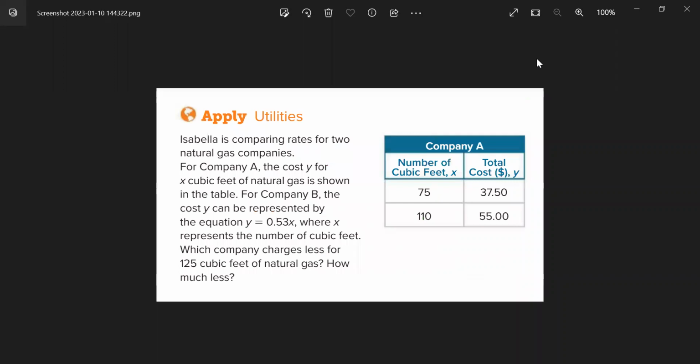All right. Now, just to finish this lesson, we're going to finish with an application right here. Isabella is comparing rates for 2 natural gas companies. For company A, the cost y for x cubic feet of natural gas is shown in the table. For company B, we don't have the table, but it tells us that we can find out with the equation y equals 0.53x, where x represents the number of cubic feet. Which company charges less for 125 cubic feet of natural gas, and how much less?